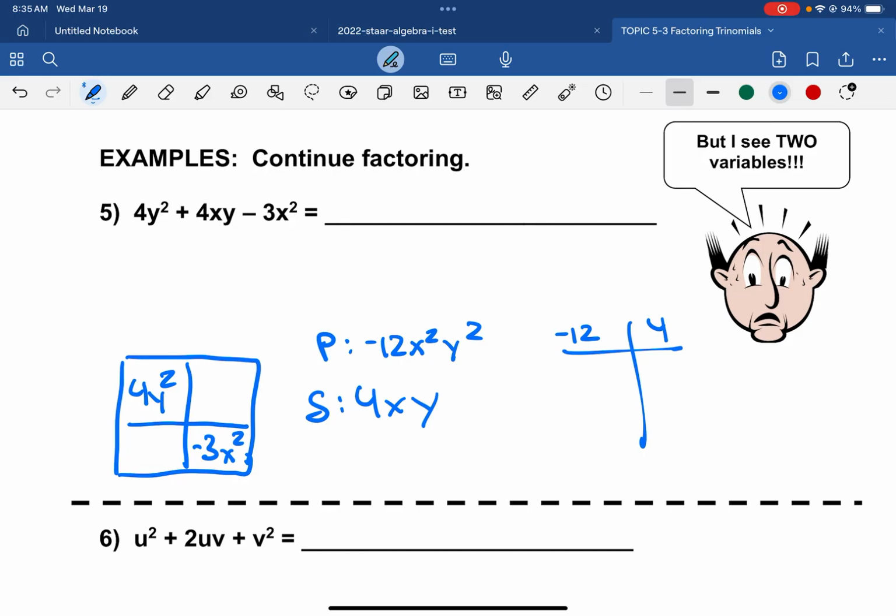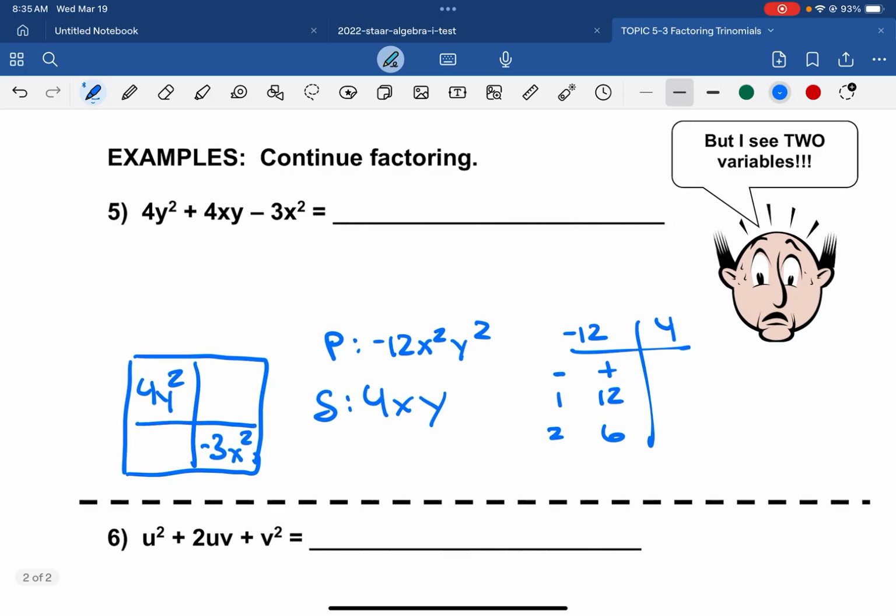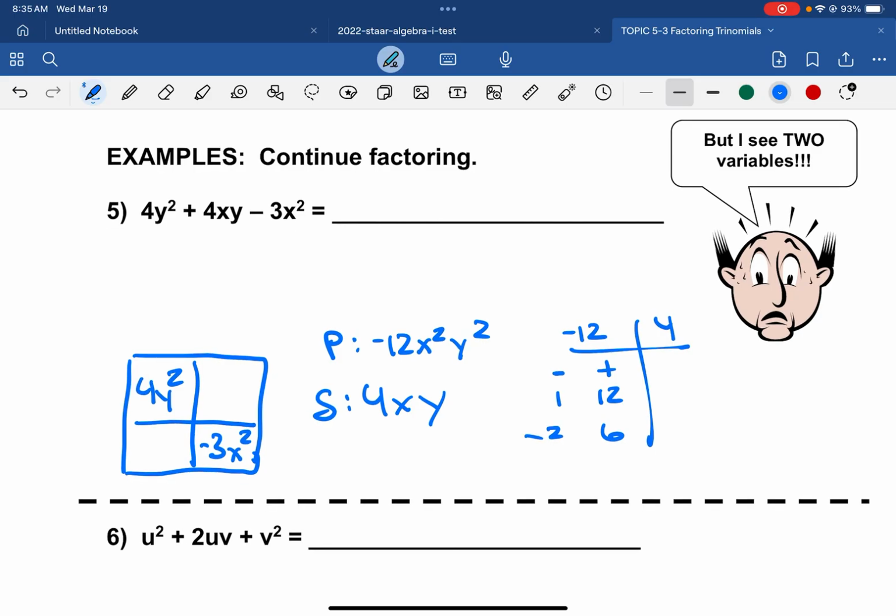Well, in order to multiply to produce a negative, one's negative, one's positive. And then those two numbers get added and it's positive, so the smaller one has to be negative, the larger one positive. So 1 and 12 doesn't work. 2 and 6. That adds to 4 if it's -2, +6. So those are my numbers. And then I'm going to put xy into the box. So I've got -2xy and 6xy in my box.